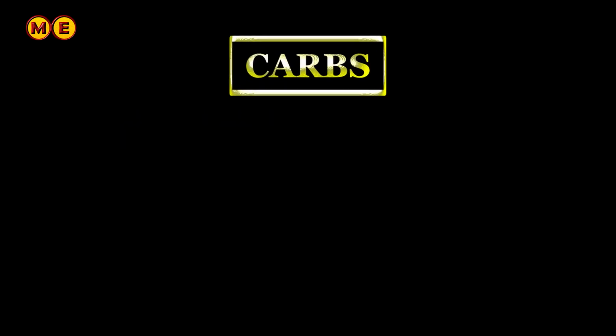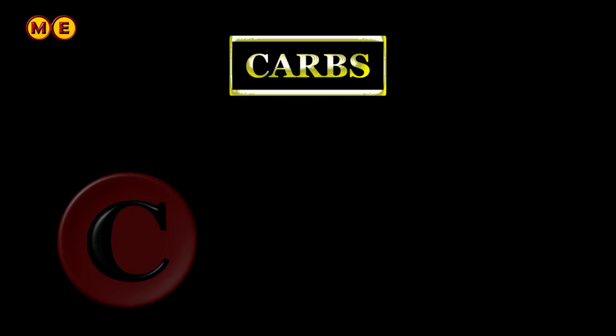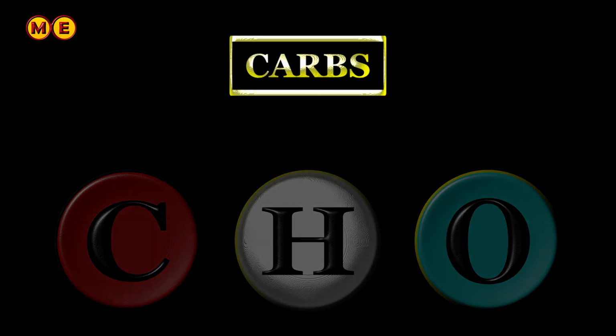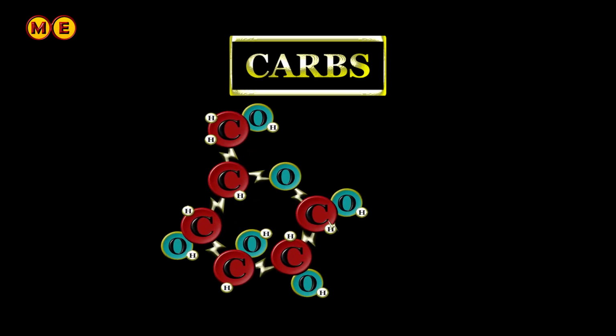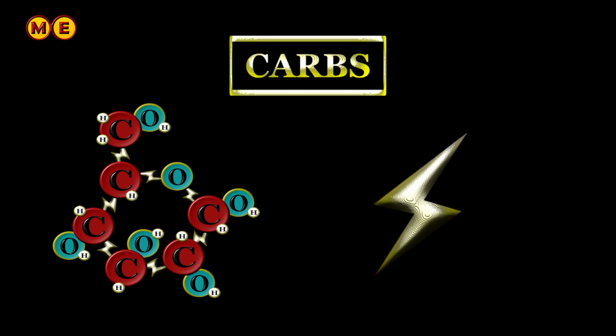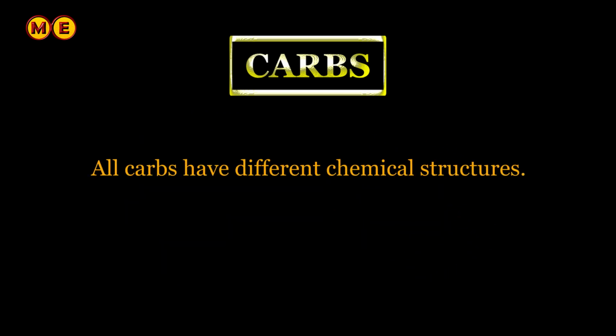Okay, now let's see the carbs, which by the way are also called sugars. They are also made of carbon, hydrogen and oxygen, and our cells again use the energy locked between the carbon atoms, but things here are a little bit more complicated, because we have a wide variety of chemical structures.